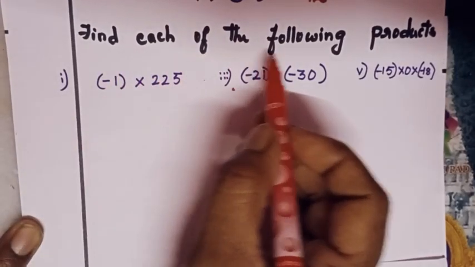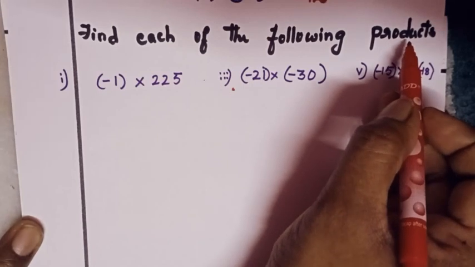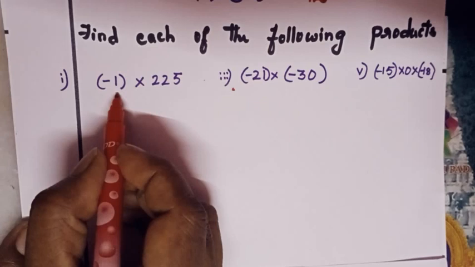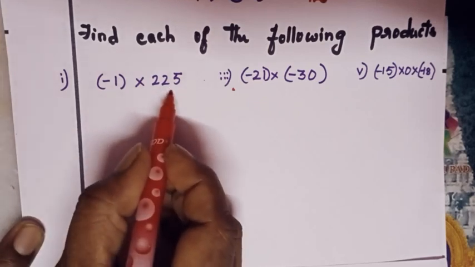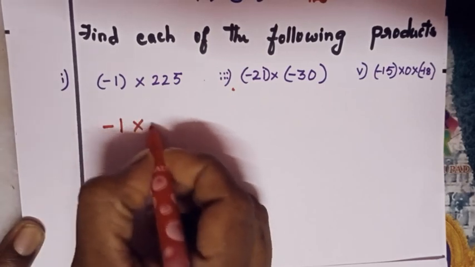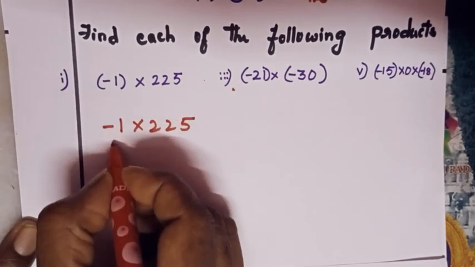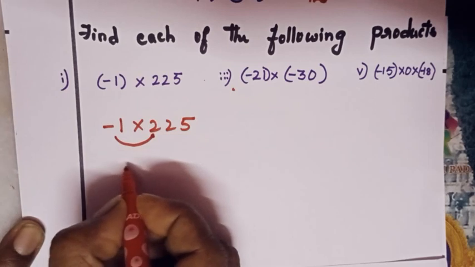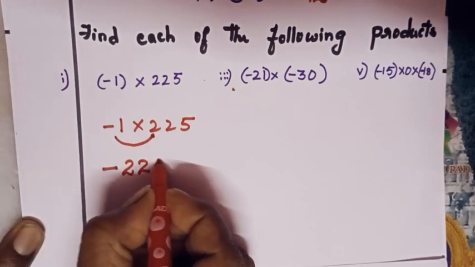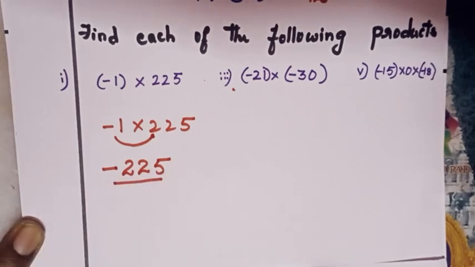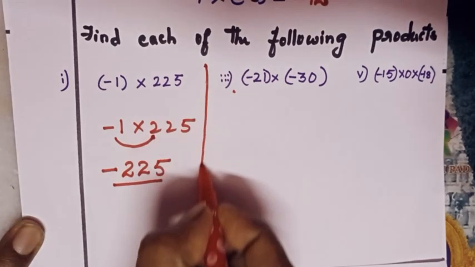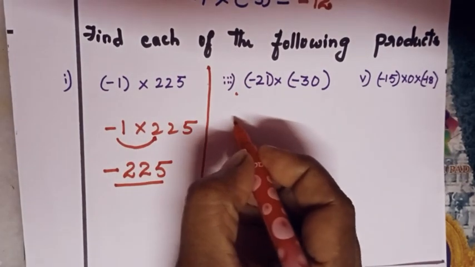Find each of the following products. Product means result of multiplication. See the first one, children. Minus 1 into 225. First, minus 1 into 225. Minus into plus, minus. So, minus 225. Understood, children? See the next one, children. We will draw the line to understand it clearly.